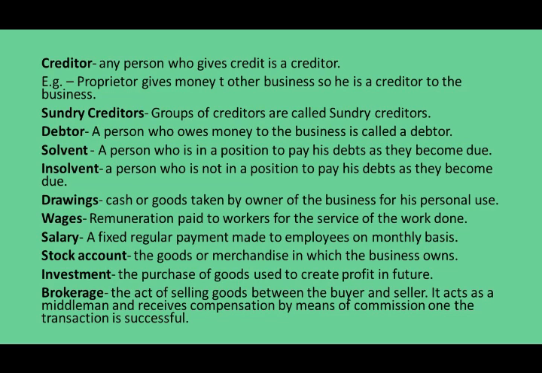Creditor. Any person who gives credit is a creditor. Example, proprietor gives money to other business so he is a creditor to the business. Sundry creditor. A group of creditors are called sundry creditors. Debtor. A person who owes money to the business is called a debtor.